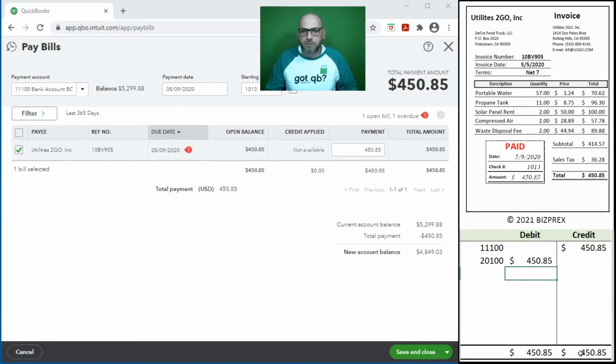So here it is, debits and credits are in balance. This amount right here is a credit to this account, 11,100, and it is a debit to account 2,100, even though it doesn't show up on this interface. Whether or not it shows up, that's not important. It is there. All right, we're good to go. Save and close.